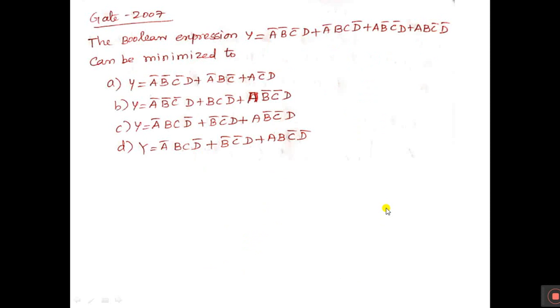Next question. This question was asked in GATE 2007. The Boolean expression y equal to A bar B bar C bar D plus A bar B C D bar plus A B bar C bar D plus A B C bar D bar can be minimized to one of the 4 options that are given.